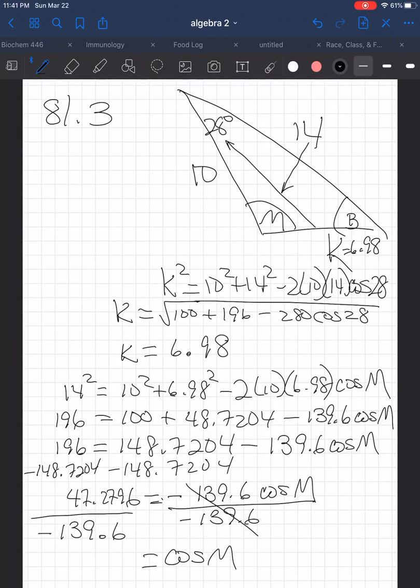That divided by, now I'll take the inverse cosine of that, and I get 109.8. Let's see, that number was negative 0.33868. So M was 109.8.